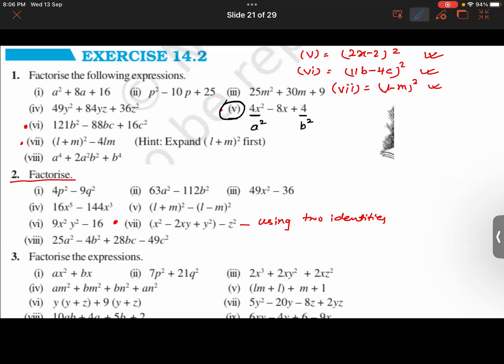Sir, can you explain what we have to do in this? Like, we have to solve that question, sir. Yeah, you have to solve question number 5. I'm giving you a hint. You solve it using this identity, a minus b whole square. Yes, sir. 4x minus 1 whole square. No, that is not correct.